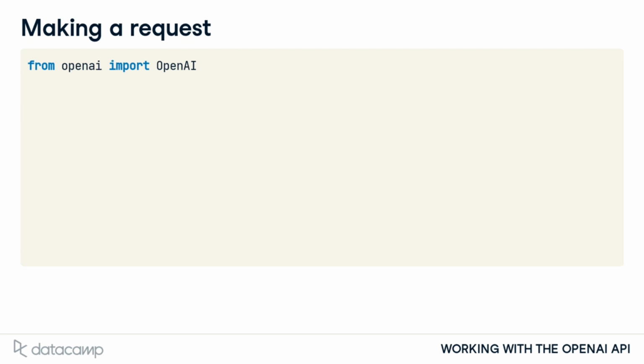We start by importing the OpenAI class from OpenAI, which we'll use to instantiate an OpenAI API client. The client configures the environment for communicating with the API. Inside, we specify our API key. In this course, this will be filled out for you.